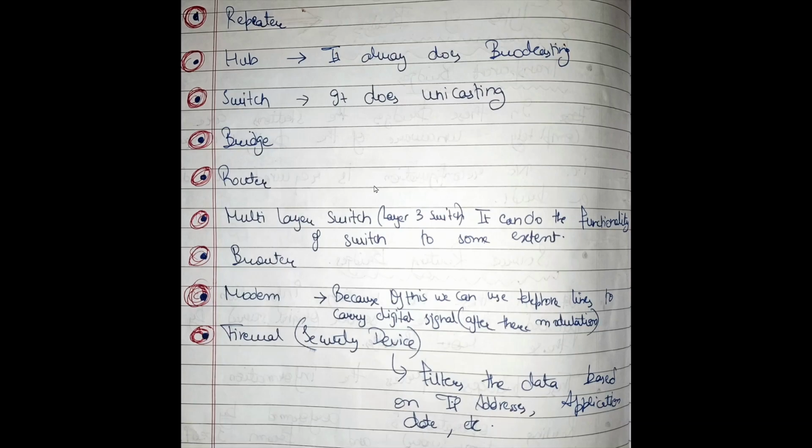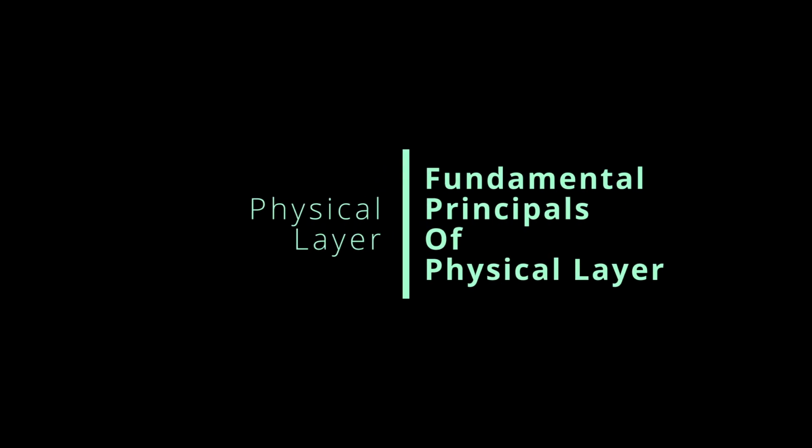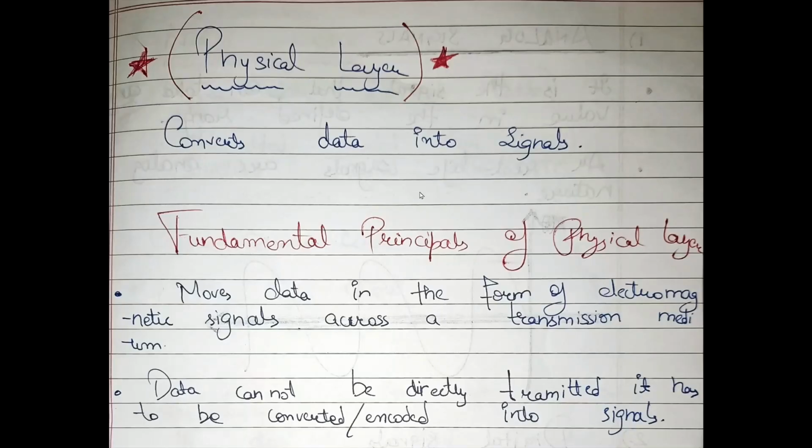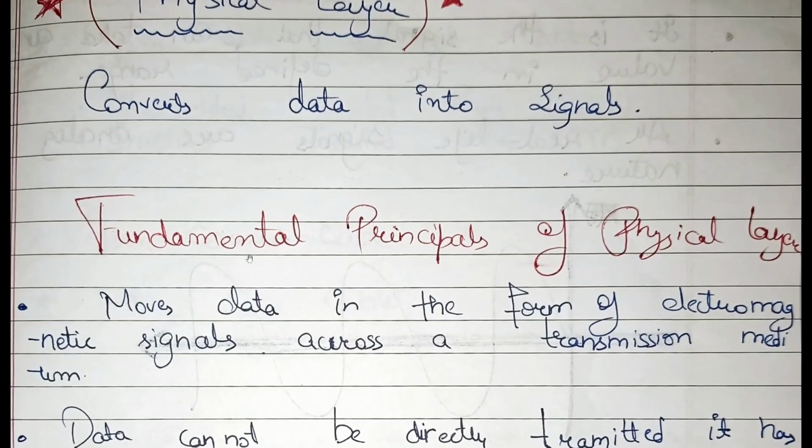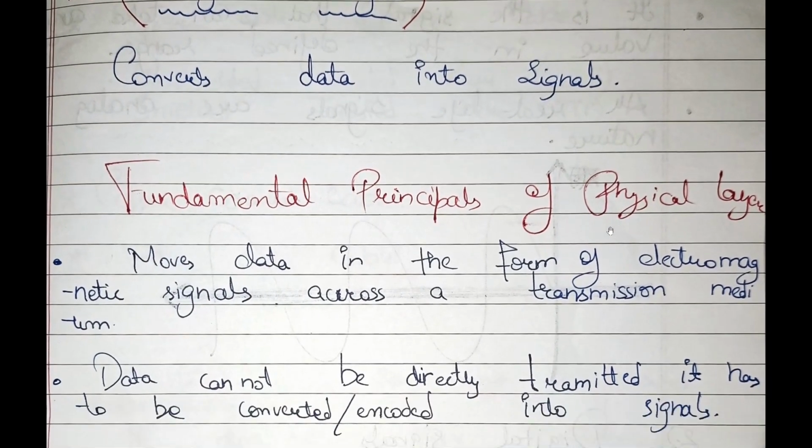Now we are going to talk about the physical layer. As you all know, the physical layer converts data into signals. Some fundamental principles of the physical layer are: it moves data in the form of electromagnetic signals across a transmission medium. If you don't know what electromagnetic signals are, don't bother yourself. If you are a non-medical student, you might know it. If you're not, just don't bother with that.